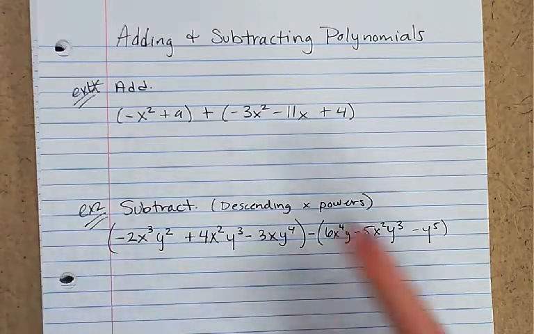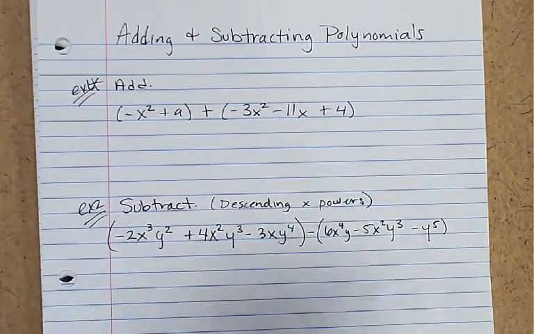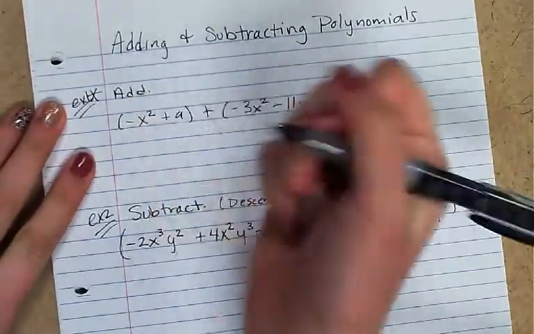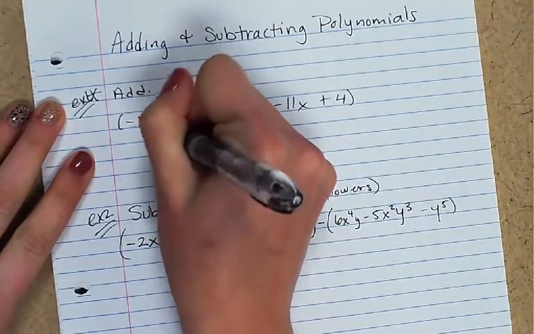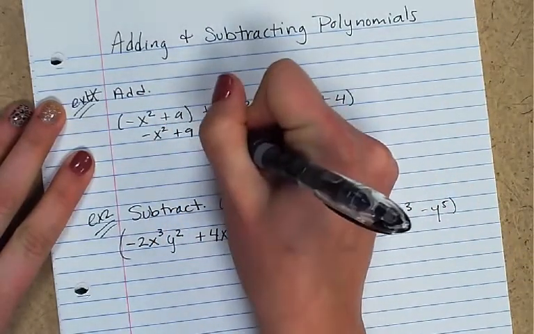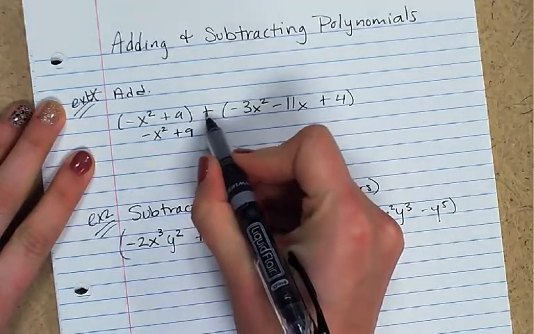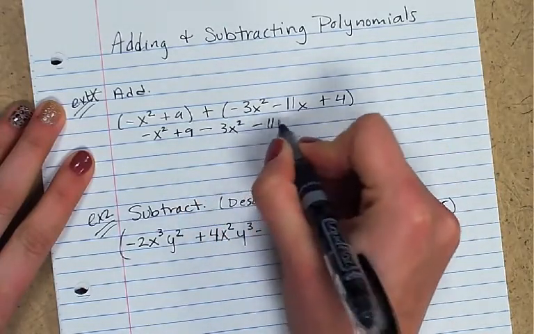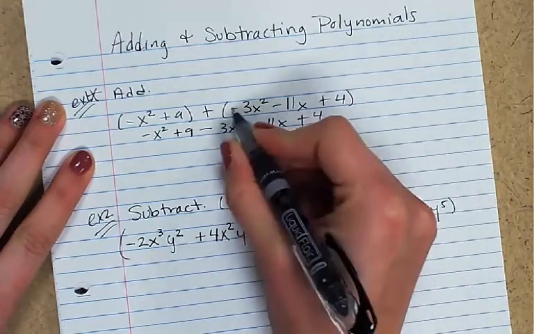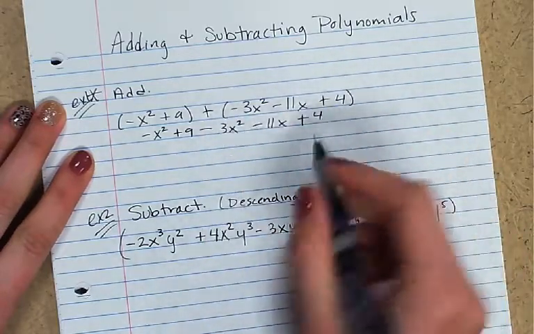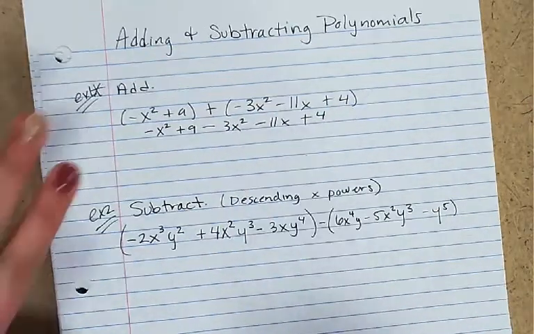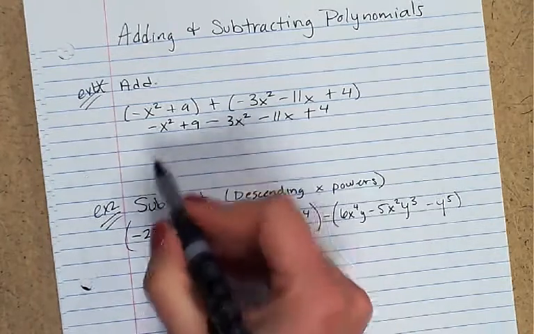For example, on this one here, when you're adding two polynomials, there's nothing you really have to do with the parentheses. There's nothing being multiplied in the front. You're just adding. So I would just rewrite this as negative x squared plus 9, plus a negative is just minus 3x squared minus 11x plus 4. All the signs stay exactly the same: negative, negative, negative, negative, positive, positive. And then from there, just combine your like terms.